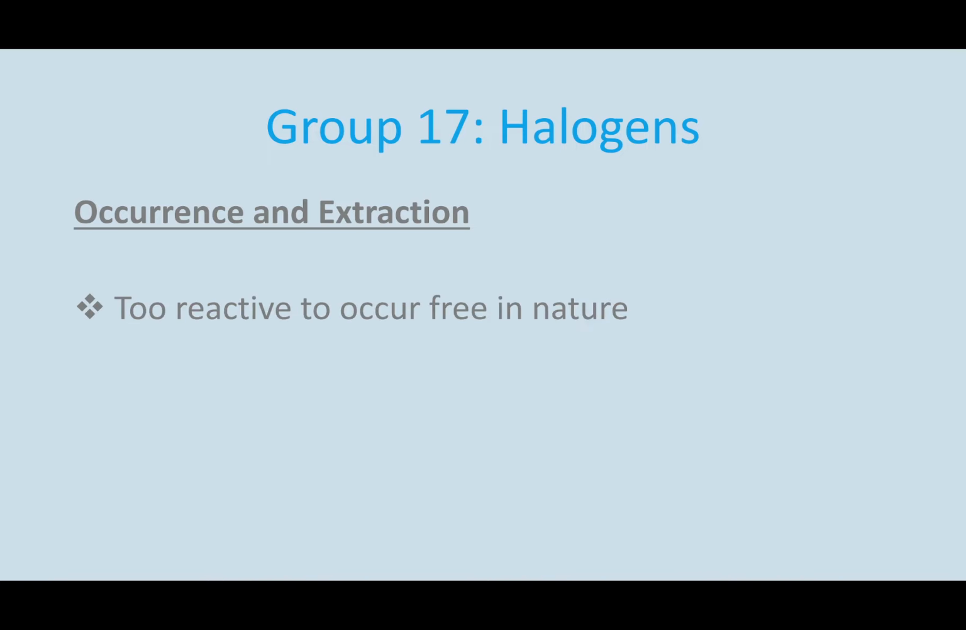The occurrence and extraction, again, similar to the other groups that we talked about, the halogens are too reactive to occur in nature. So again, you can find them, but you're not going to find chlorine gas floating around. You're not going to find fluorine gas floating around just because they're too reactive to exist. They're too unstable.